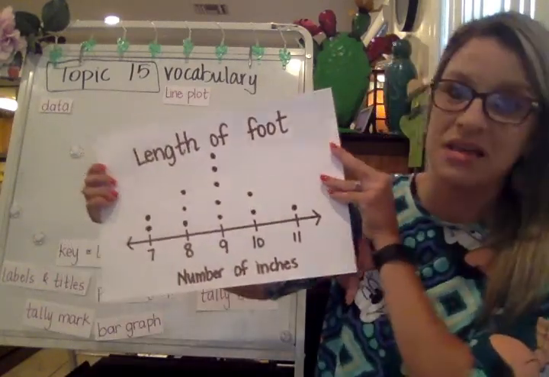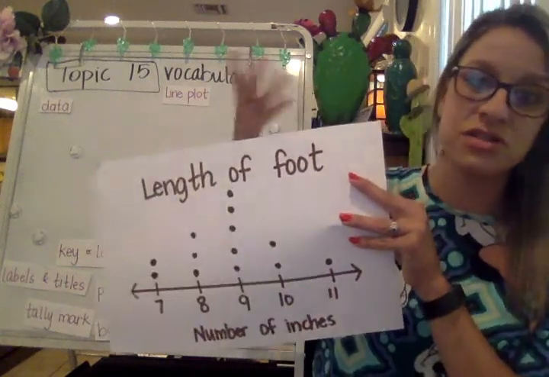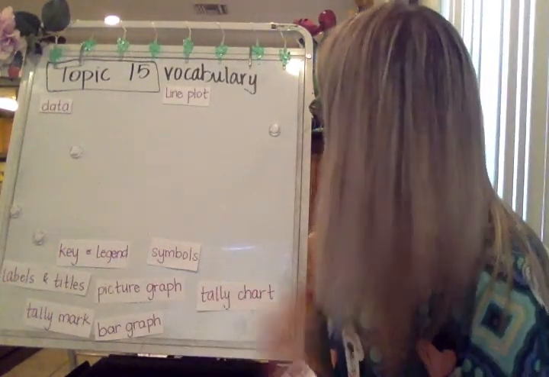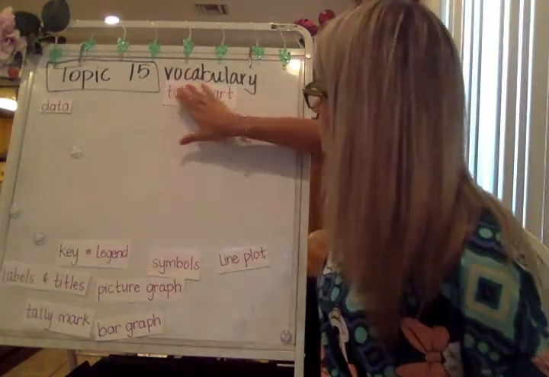Sometimes you might notice that a line plot has, instead of dots, an X on there. I just chose to do circles and dots for this representation. The next chart we're going to look at, so that one was the line plot, this one is the tally chart.